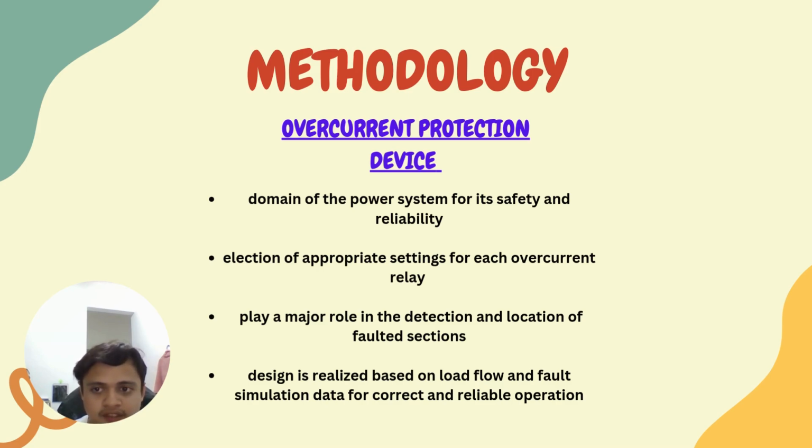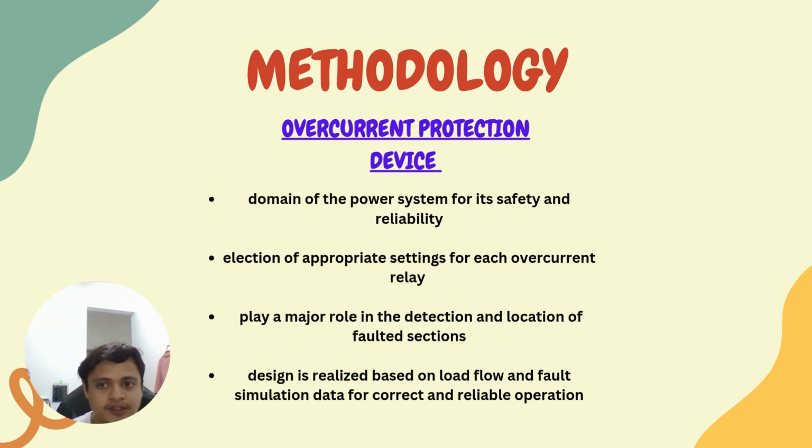Overcurrent relays play a major role in the detection and location of the fault section in the power system. Accurate settings such as pickup current, time dial, and characteristic curve have to be chosen in an attempt at some compromise between sensitivity and selectivity. Settings that are too insensitive, on the other hand, will fail to respond promptly enough in case an actual fault takes place, possibly endangering equipment and safety.